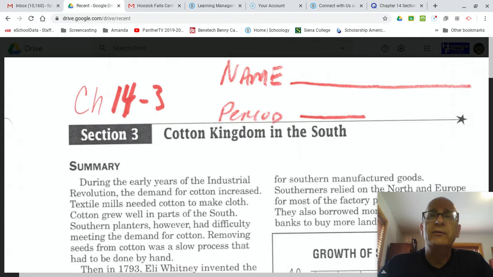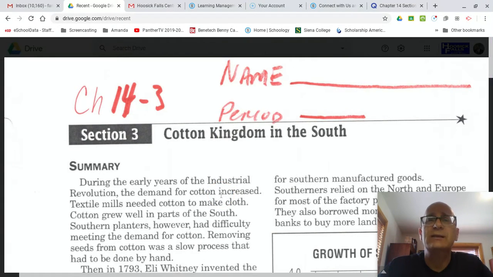We know from our study of slavery up until now that the major type of economic activity in the South was farming, and there were many thousands of large plantations in the South. Plantations are farms with slaves who served as workers. So 14.3, we're going to talk about Cotton Kingdom in the South.